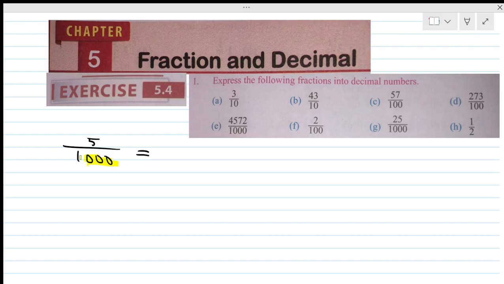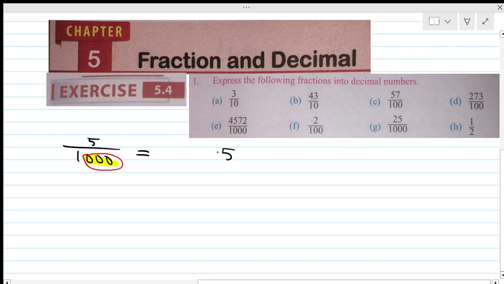If there is such a number in the denominator, what you do is count the digits 0. Here you count 3, so we see 3 zeros. Then after the decimal there should be 3 digits kept. There is 5 above, so 5 will be here.